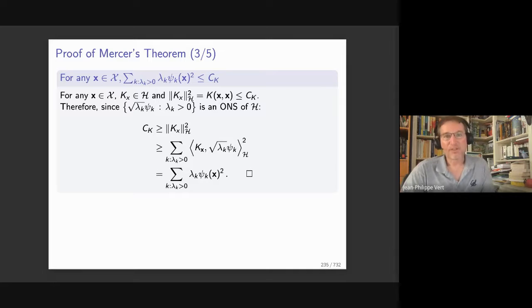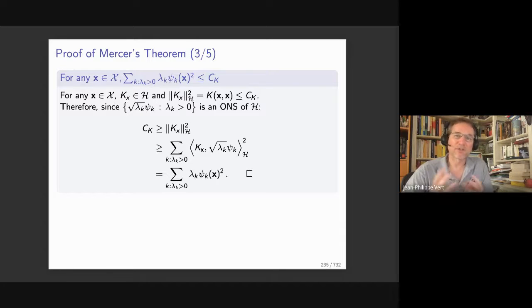All right, so using this property, now we make one more step towards proving Mercer's theorem by showing that when you fix any x, then the sum of lambda k psi k of x squared is bounded by a constant. And the constant C_K is something we defined earlier. C_K is the maximum value of the kernel, so it's the max over x and t of k of x, t. How do we get that? Well, we just start by observing that when you fix x, k_x is in the RKHS, and the squared norm of k_x in the RKHS is equal to k of x, x, as always, and therefore is bounded by C_K.